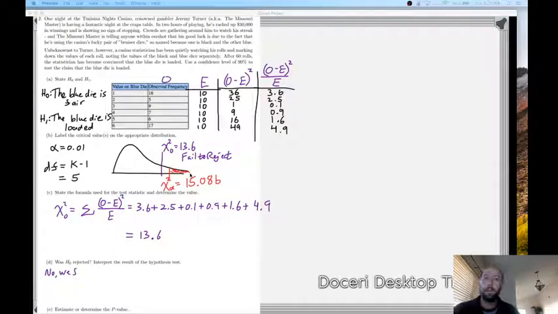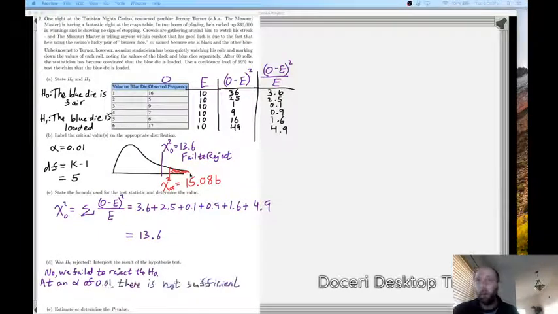So in this case, we failed to reject the null, and we can interpret our result by stating our alpha. With our alpha of 0.01, equivalent to a 99% confidence level, we see that there is not sufficient evidence to support the claim that the die is loaded. So ultimately, until stronger evidence is found, we need to assume that this blue die is fair.